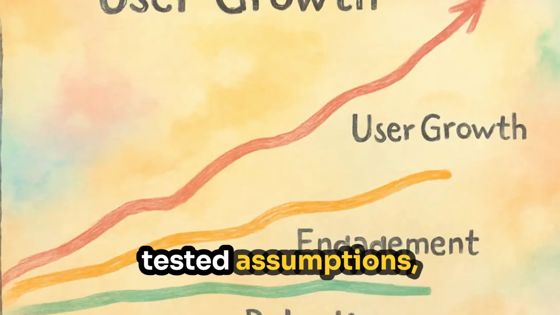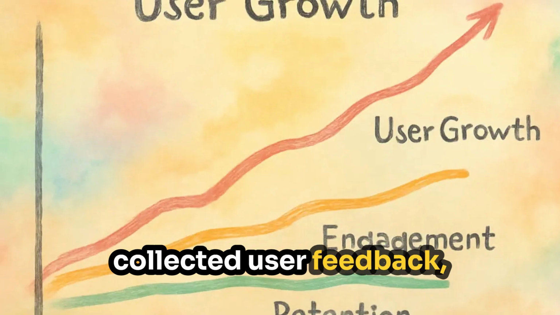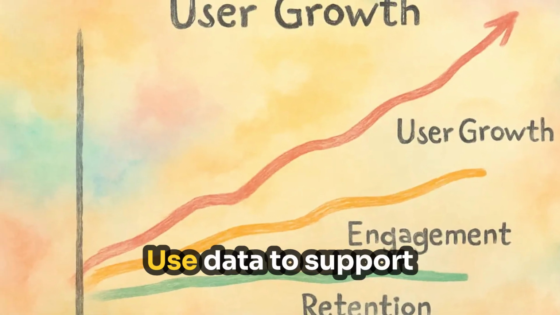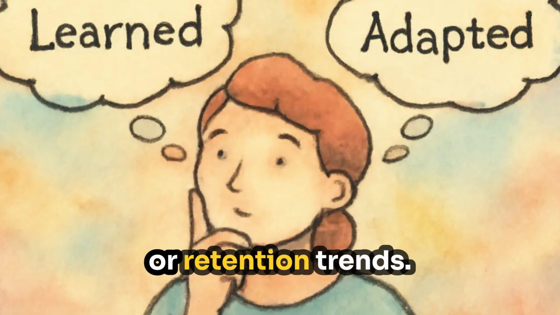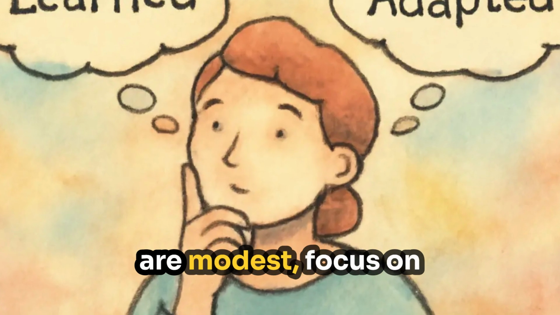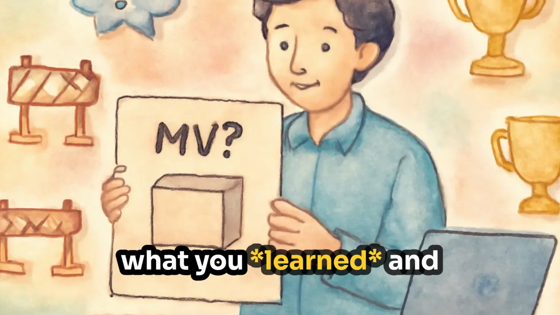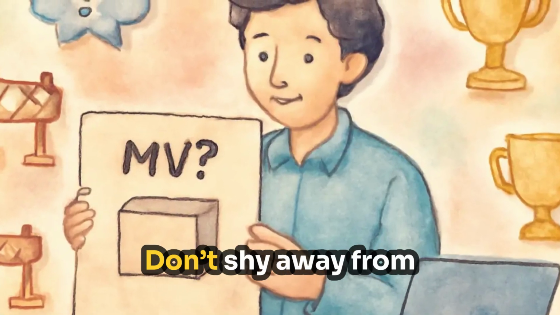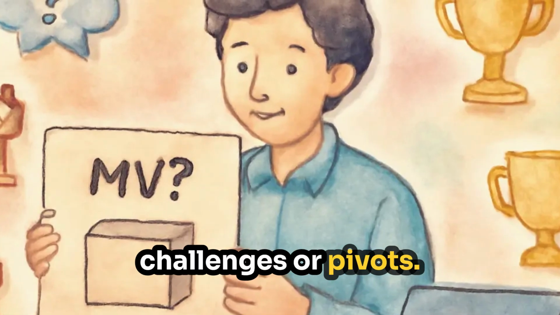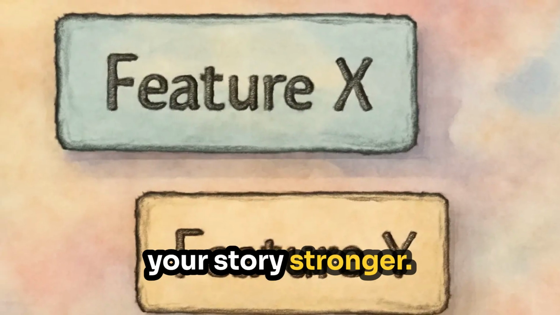Highlight how you tested assumptions, collected user feedback, and made iterations. Use data to support your story. Show user growth, engagement, or retention trends. Even if your metrics are modest, focus on what you learned and how you adapted. Don't shy away from challenges or pivots. In fact, they make your story stronger.